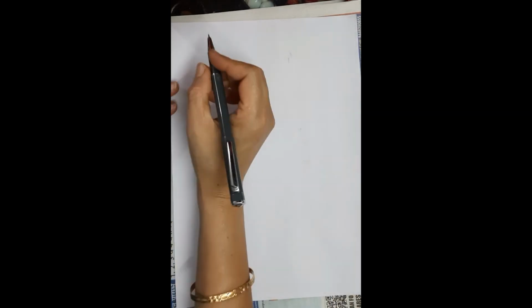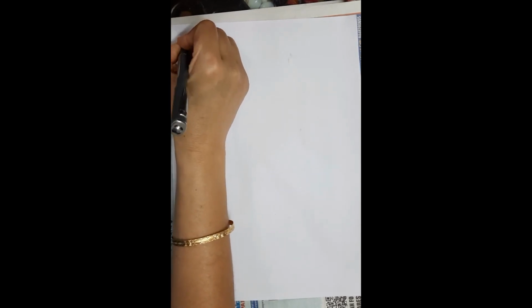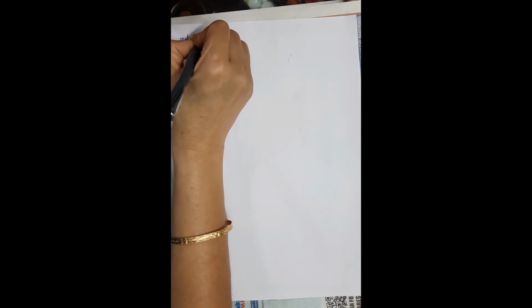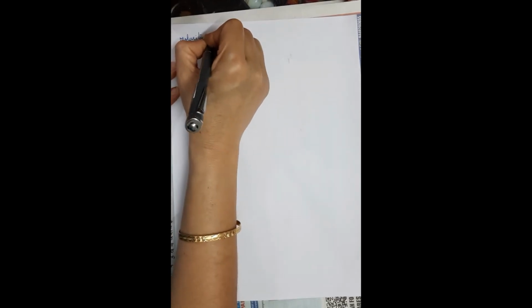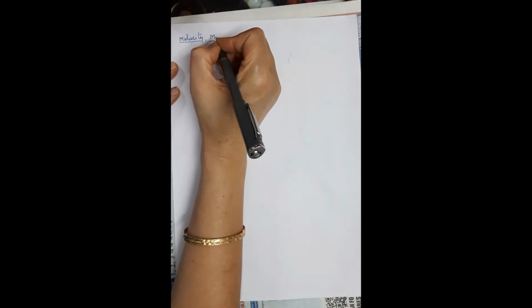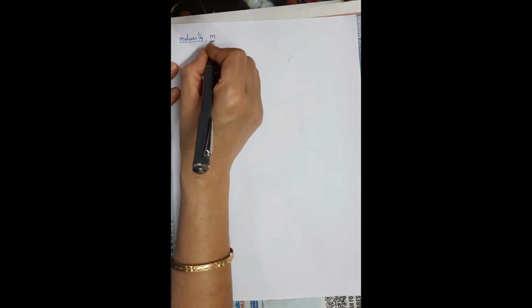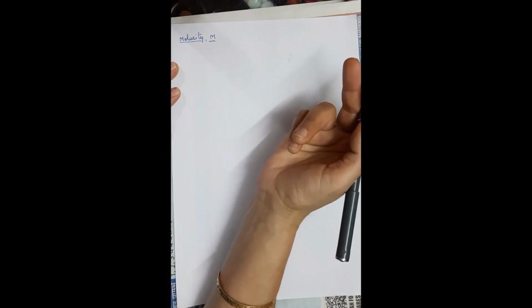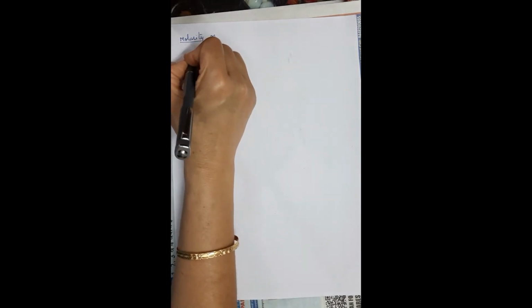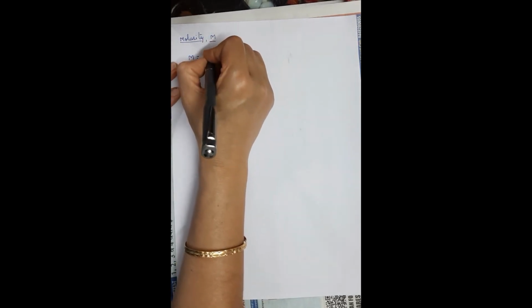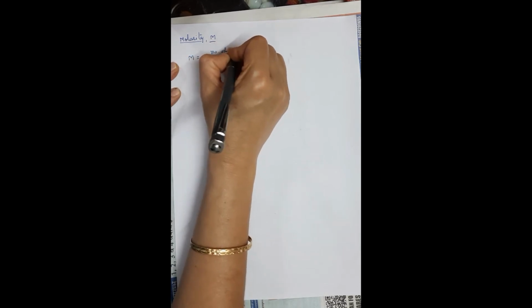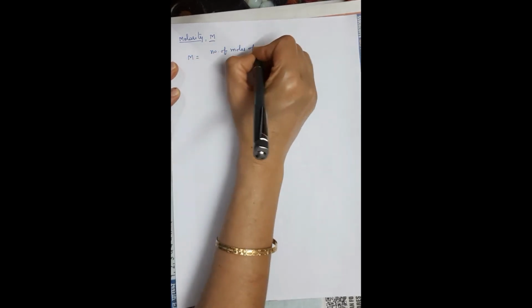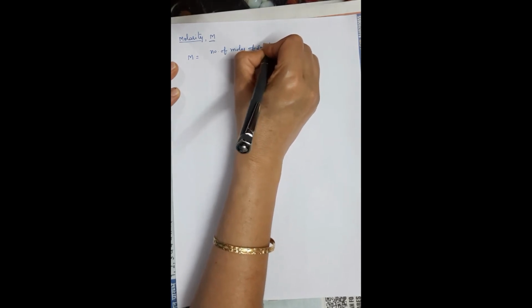Another term to express the concentration of solution is molarity. It is expressed by M, capital M, remember this. And how will you define molarity? Molarity is about the number of moles of solute dissolved in 1 liter of solution. You write down the definition: molarity is number of moles of solute dissolved in 1 liter of solution.